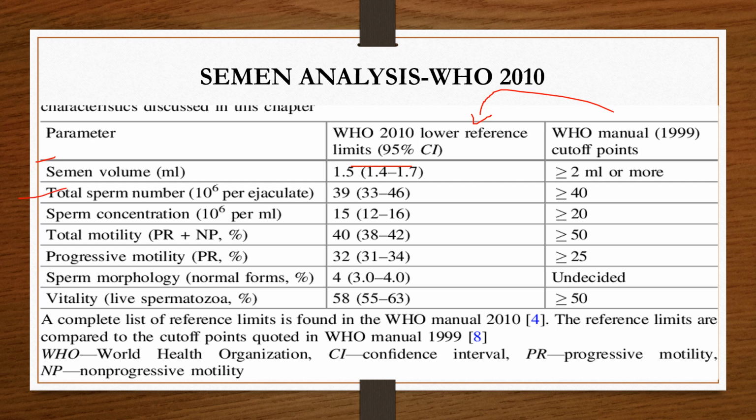Total sperm count is 39 million. This is the lowest range. Sperm concentration is 15 million per ml. Total motility, that is progressive motility and non-progressive motility, 40% is the lowest range. Progressive motility, the lowest range is 32%. Sperm morphology, normal forms, at least 4%. And the vitality, that is live spermatozoa, should be at least 58%. So this is the lowest range of a semen analysis.